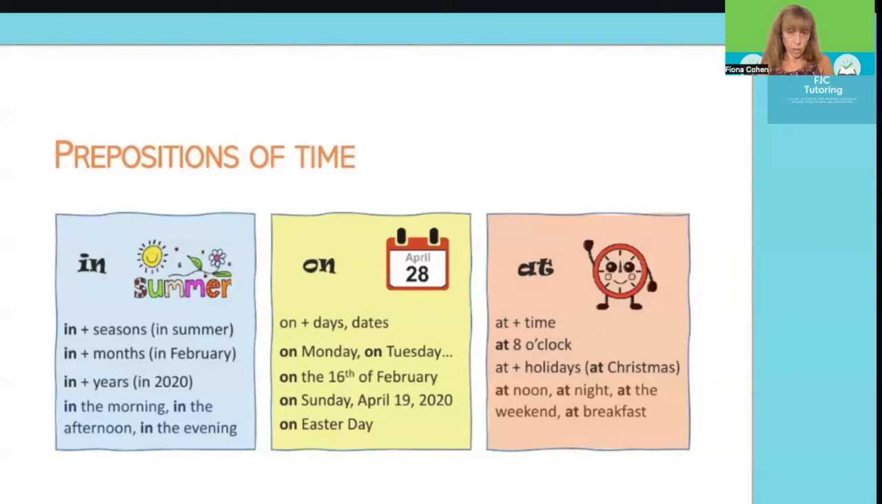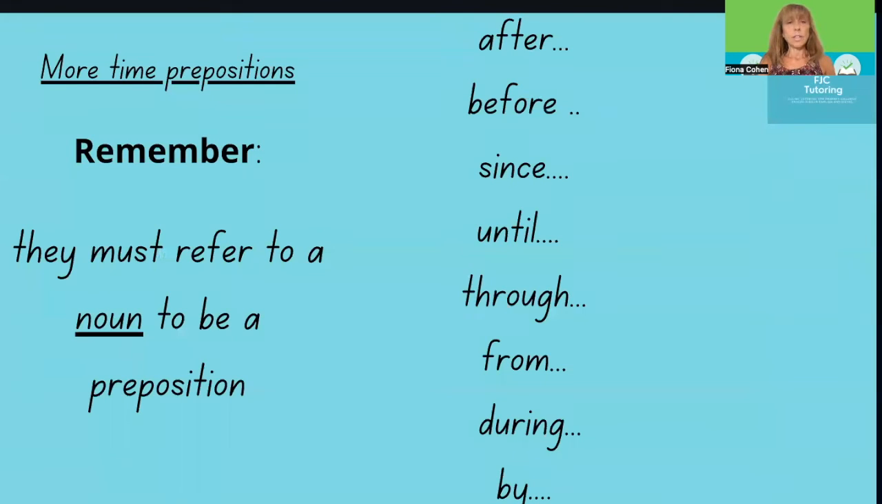You can also use these prepositions with places. But if you see it with a time, it's just being used as a preposition of time, using time as a noun. Don't forget, prepositions go with nouns. There's a few more that I'd like to share with you. We've got words like after and before, since, until, through, from, during, by. There's more. But these all need to go with a noun to tell us when the noun is.